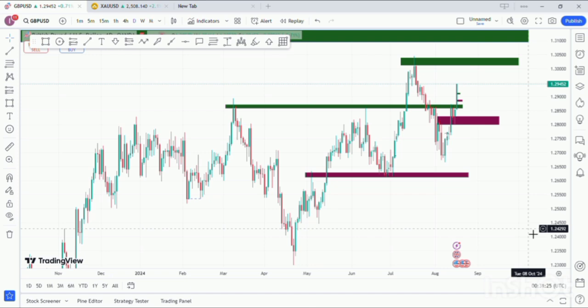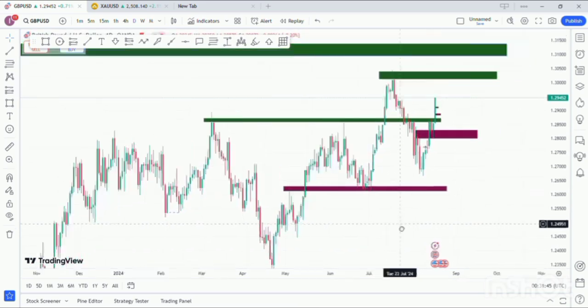So today guys, right here on my screen is GBPUSD, and we'll be doing a top-down analysis on this pair, GBPUSD, so as to gain strategic insights on how we can make most profit from the market in the coming week. So guys, let's dive in.